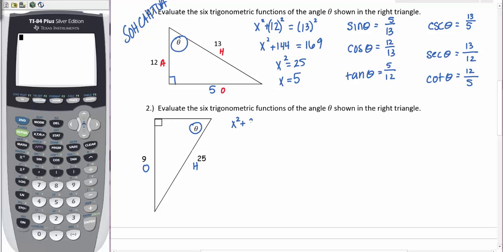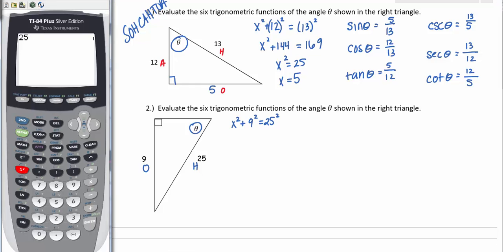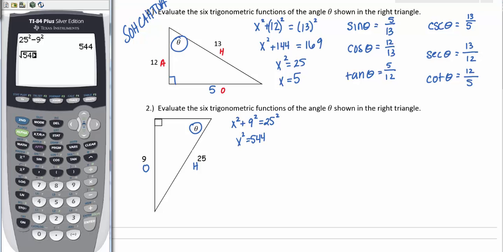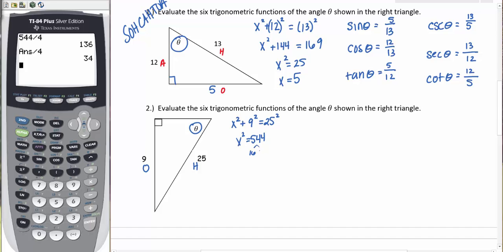So I'm going to go x squared plus 9 squared equals 25 squared. Okay, you may need your calculator. So I'm going to do 25 squared minus 9 squared, which gives me 544. And, well, the square root of 544 is not a nice whole number, so we do need to reduce this. So this is going to be 16 times 34. So x is going to be 4 times the square root of 34. You need to reduce all radicals, okay?